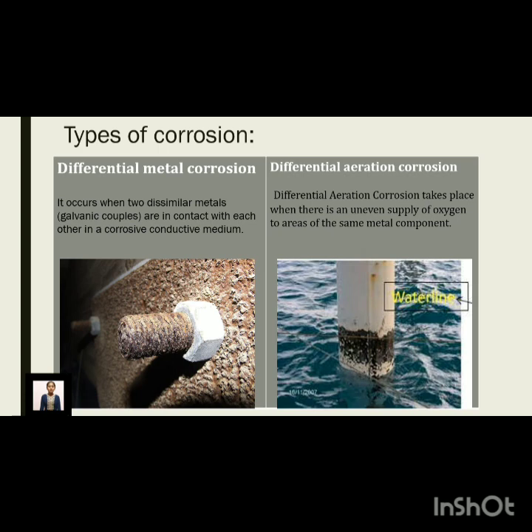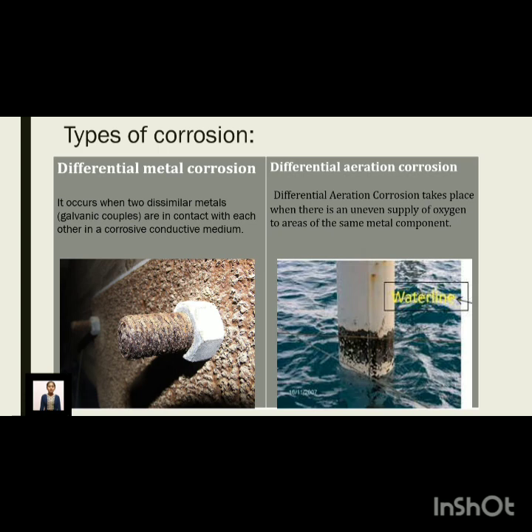The next one is differential aeration corrosion. Let's see the definition of that. Differential aeration corrosion is a type of corrosion that occurs when oxygen concentration varies across a metal surface. The varying concentration of oxygen creates an anode and a cathode on the metal surface. The anodic portion undergoes corrosion. This type of corrosion occurs when two different parts of the same metal are exposed to different oxygen concentrations.